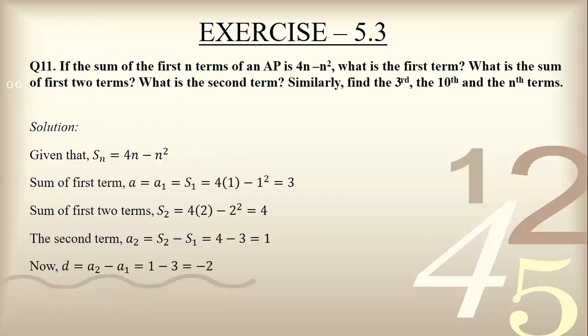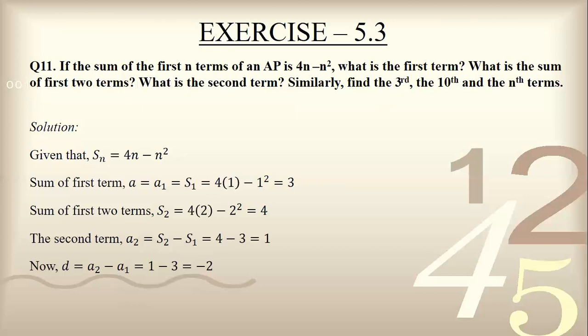Now moving on to the 11th question. If the sum of the first n terms of an AP is 4n minus n square, what is the first term? What is the sum of first two terms? What is the second term? Similarly, find the third, 10th and nth terms.